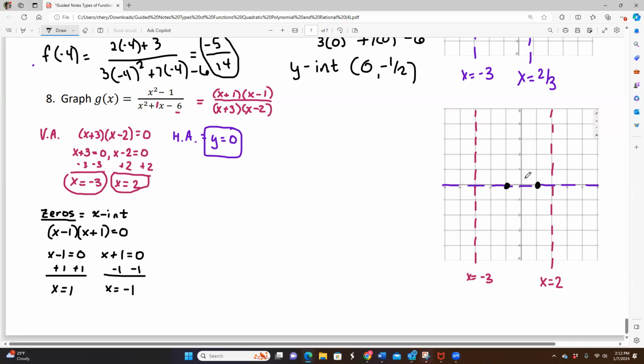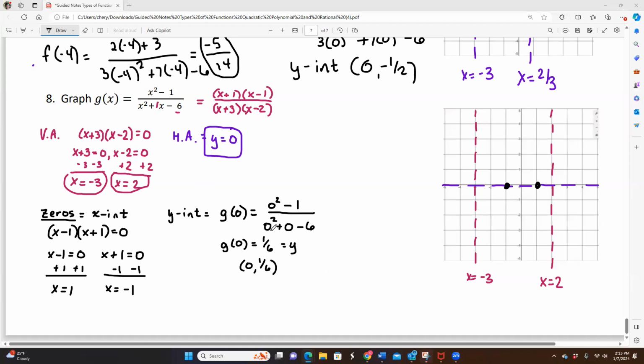Our y-axis intercept is found when we substitute 0 into the function. Let's see what you get for that. Substituting in 0, you'll get 0 squared minus 1 over 0 squared plus 0 minus 6. So that leaves us with negative 1 over negative 6. The negatives cancel, giving us positive 1/6 as y. So our y-intercept is (0, 1/6).